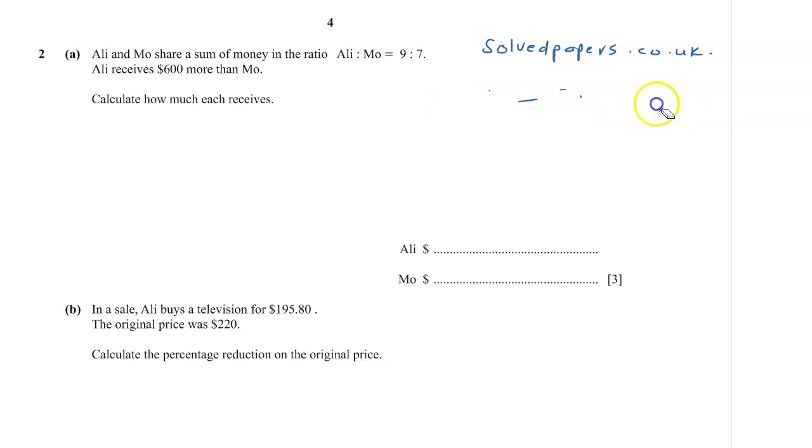Okay, let's continue with number 2. Number 2: Ali and Mo share a sum of money in the ratio Ali to Mo, 9:7. Ali receives $600 more than Mo. Calculate how much each receives. The total for the ratio is 9 plus 7, which is 16.